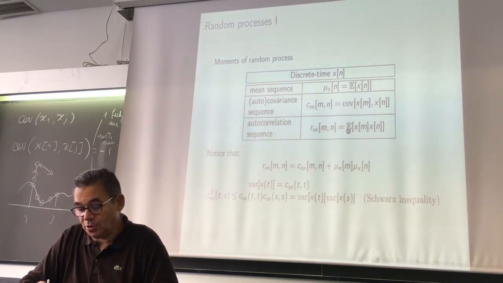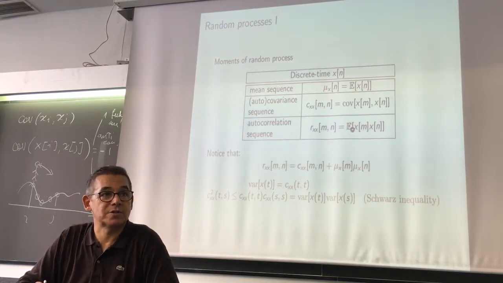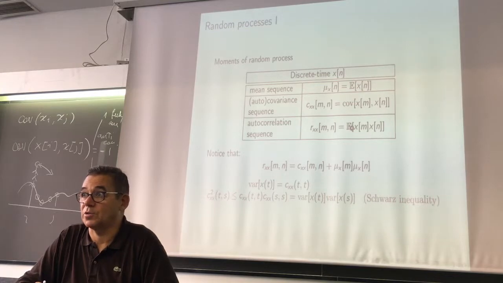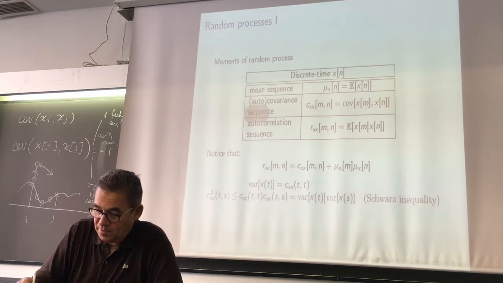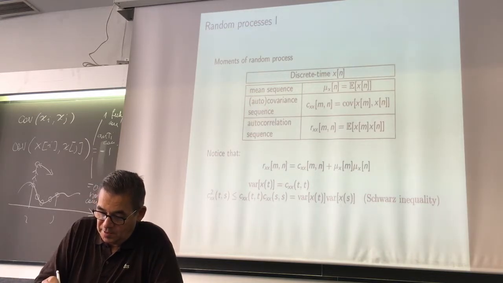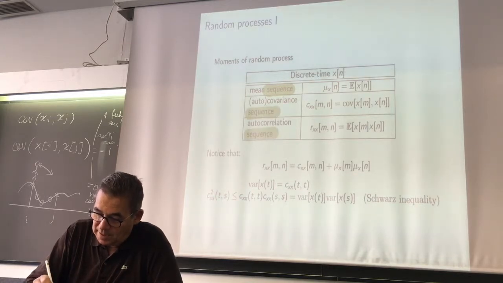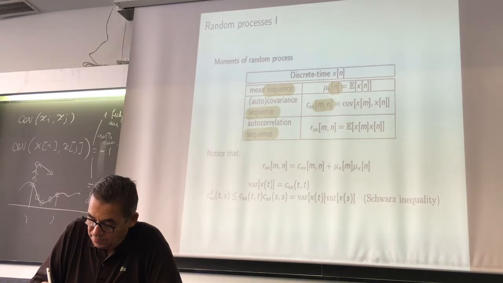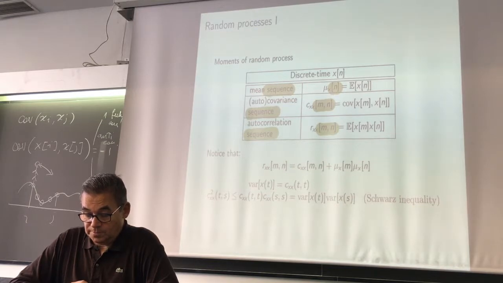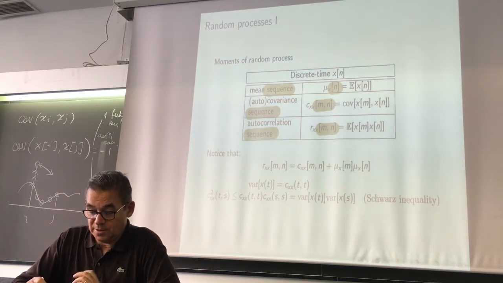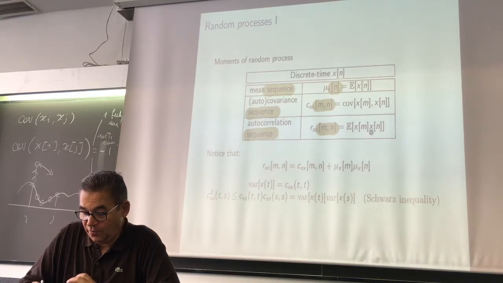Then I can calculate the autocorrelation sequence. So the autocorrelation sequence, or simply autocorrelation sometimes, we will say autocorrelation sequence. Sequence, remember, means that this one depends on the index. So we have the autocorrelation sequence, which is reflecting the degree of correlation between xm and xn.